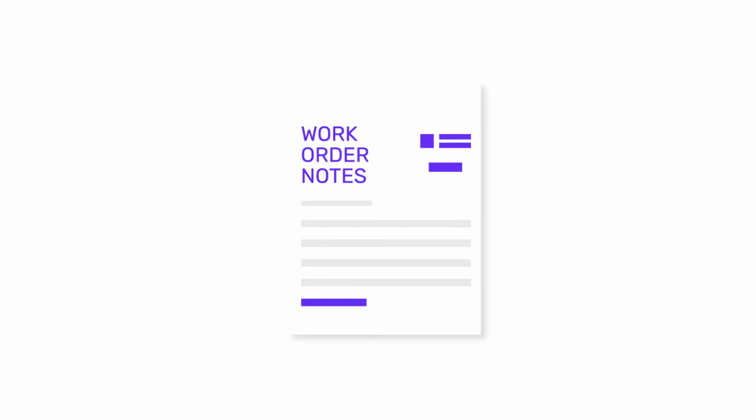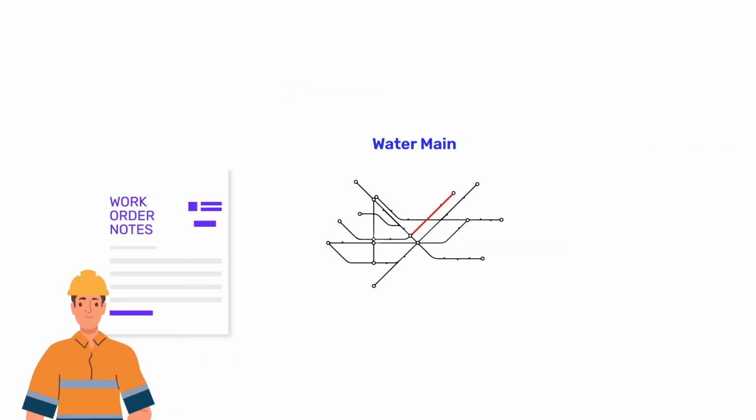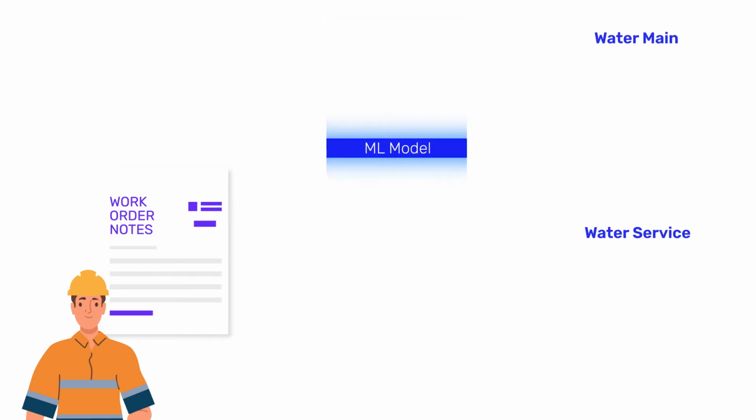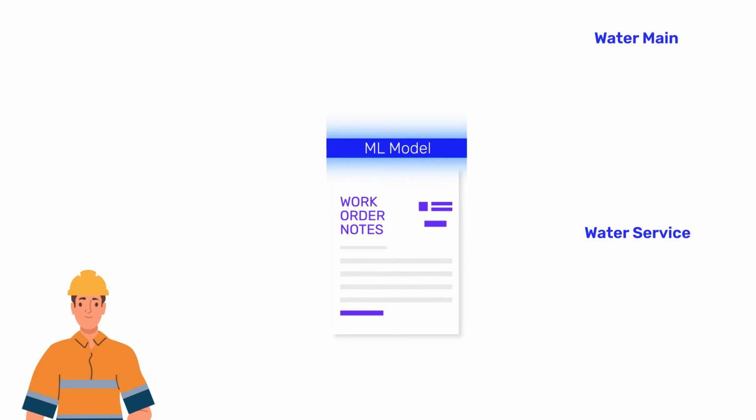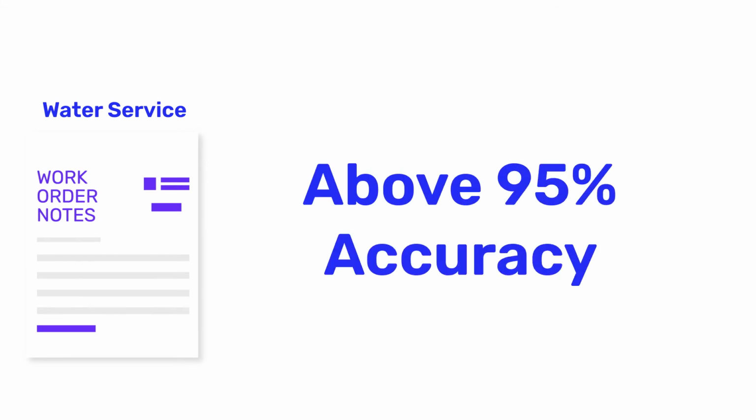What we found is that the notes written by the contractor were descriptive enough that it was reasonably obvious whether or not the issue was relating to a water main or a water service. So we decided to train a machine learning model to classify the asset type of a work order based on these notes, and we were actually able to hit slightly above 95% accuracy.